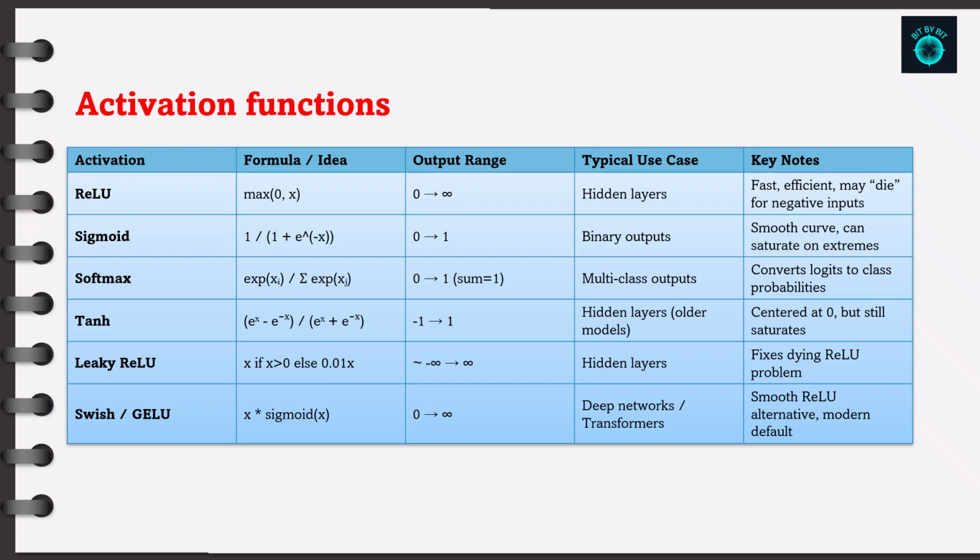Tanh, or hyperbolic tangent, is similar to sigmoid but centered around 0. It is still used in recurrent networks, like LSTM, but less common in modern feed-forward networks. Leaky ReLU is an improved version of ReLU that allows a small slope for negative values, preventing dead neurons. Finally, Swish and GELU are newer smooth activations used in deep and transformer models. They improve gradient flow and are often used in state-of-the-art architectures.